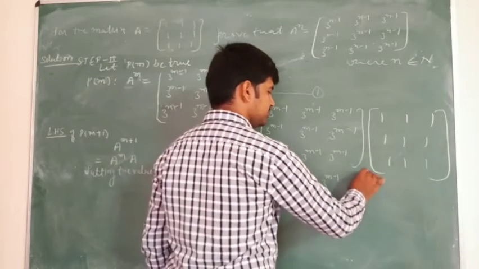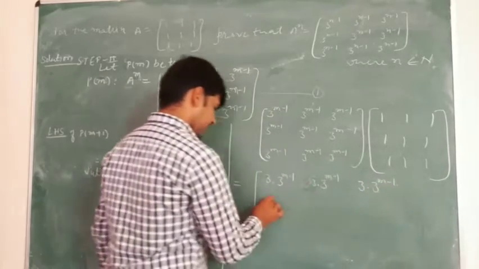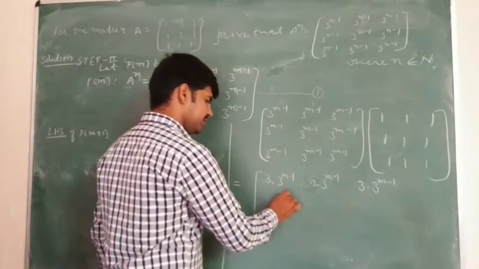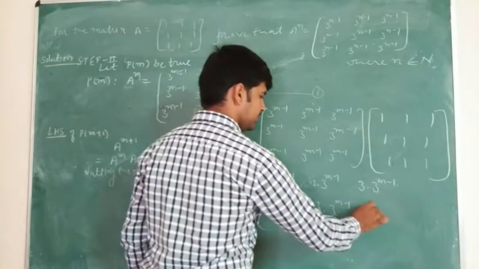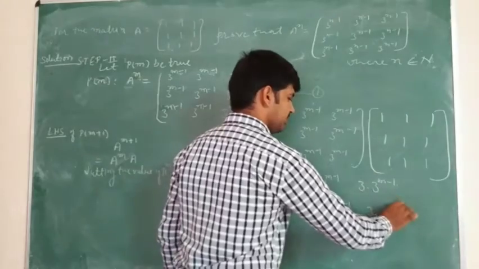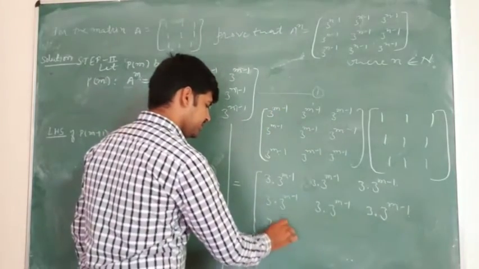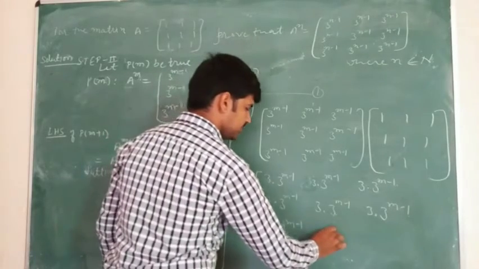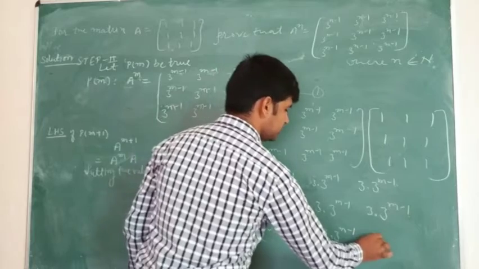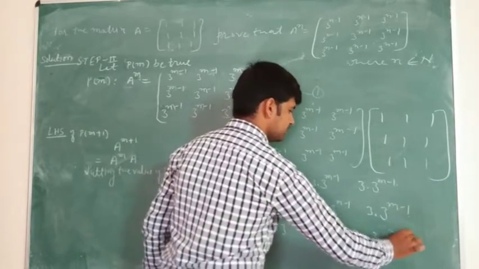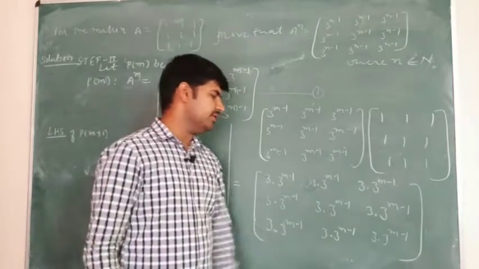The next element is also 3 times 3 raised to the power m minus 1. Here also 3 times 3 raised to the power m minus 1, and the same for all the remaining elements, each being 3 times 3 raised to the power m minus 1. So we have multiplied both of these matrices and we have got this particular matrix.